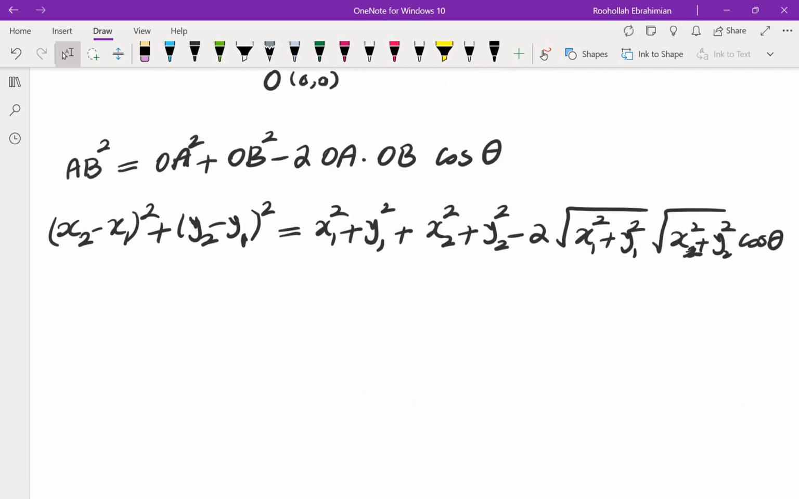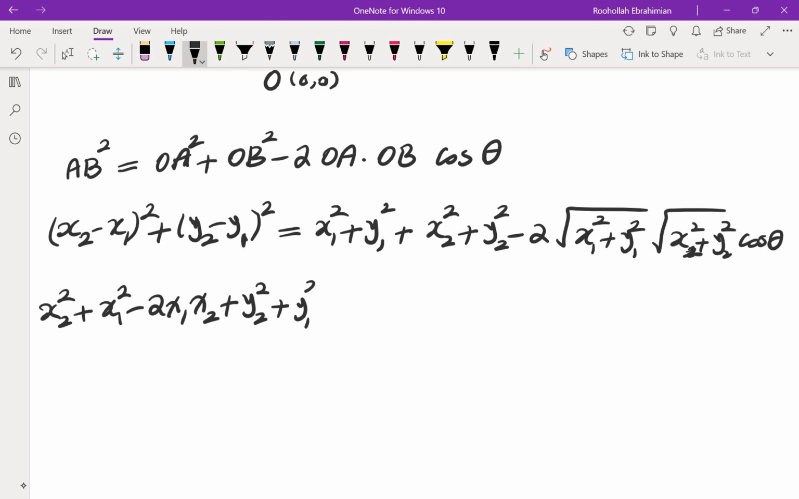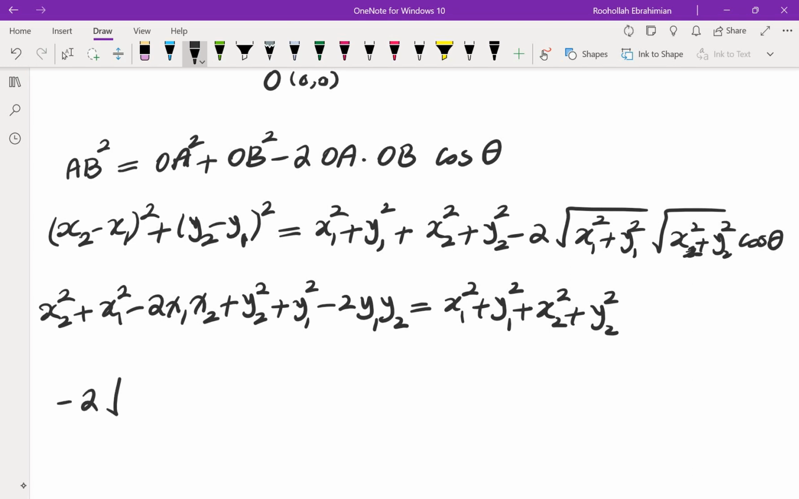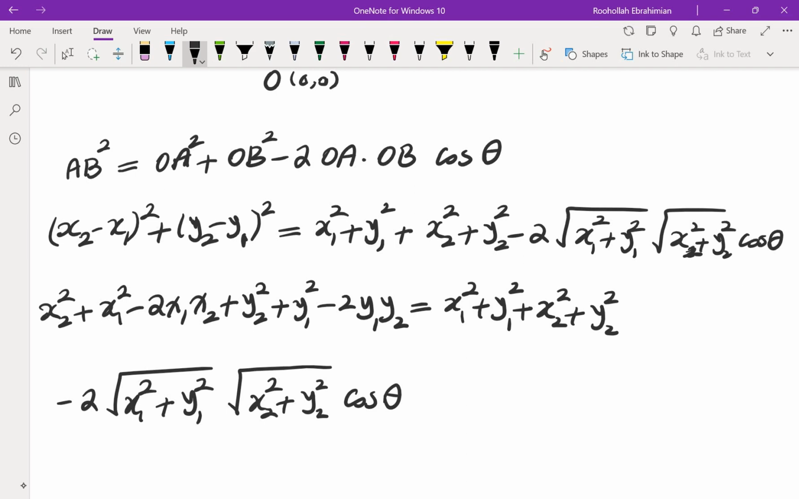Now we're going to expand everything and then simplify. The left side is x1 squared plus x2 squared minus 2x1x2, plus y2 squared plus y1 squared minus 2y1y2, equals x1 squared plus y1 squared plus x2 squared plus y2 squared, and then minus 2 times the square root of x1 squared plus y1 squared, times the square root of x2 squared plus y2 squared, and then we have cosine of theta.